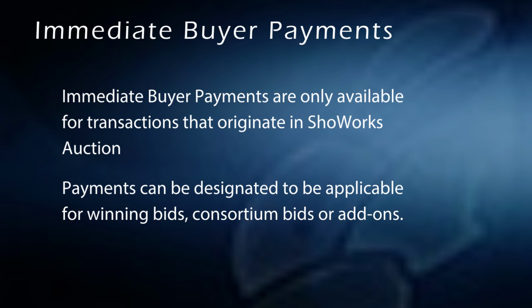Immediate buyer payments are only available for any transaction that is made in the online auction sites. Transactions would include any winning bids, consortium bids, and add-ons. Currently, if a transaction originates in ShoWorks 2020, then it will not appear in the online auction site for payment. So if you put an add-on, a consortium bid, a winning bid, or anything straight into the ShoWorks 2020 fair file, it will not appear in the auction site regardless of provision.